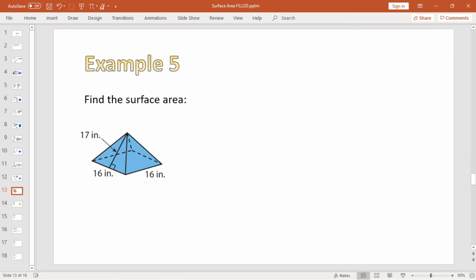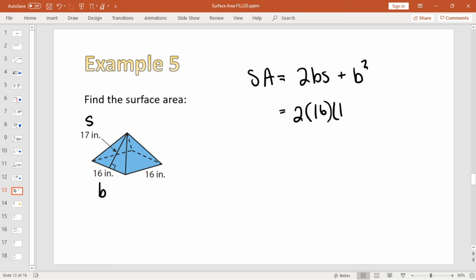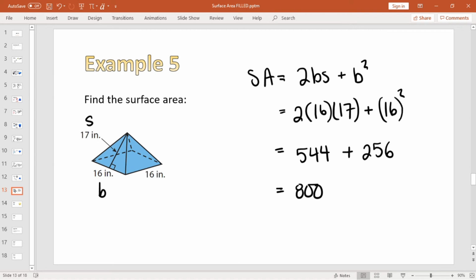Relatively simple one. This is S, this is B. Our surface area formula: 2bs for the triangles plus b squared for the base of the pyramid. And then we're going to have 544 total for the triangles and 256 for the base, the square, equals 800 square inches. Easy peasy.